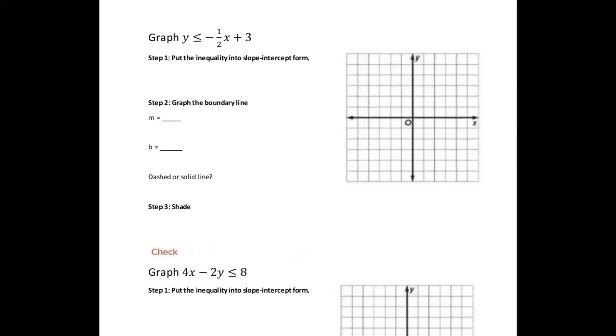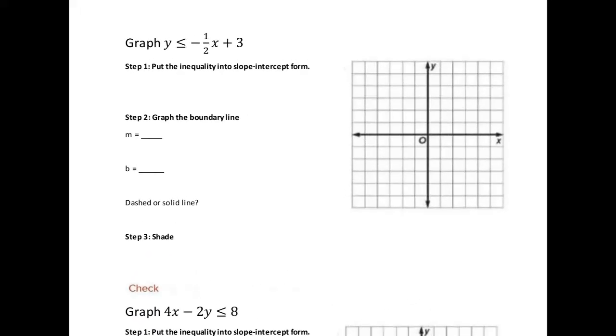It says, graph y is less than or equal to negative 1/2 x plus 3. Put it in slope-intercept form. Slope-intercept form. Okay, so I'm going to write this. y is less than or equal to negative 1/2 x plus 3. All right, are you ready to put it in slope-intercept form? Yes, good for you, Miss Ashley. It's already in slope-intercept form.